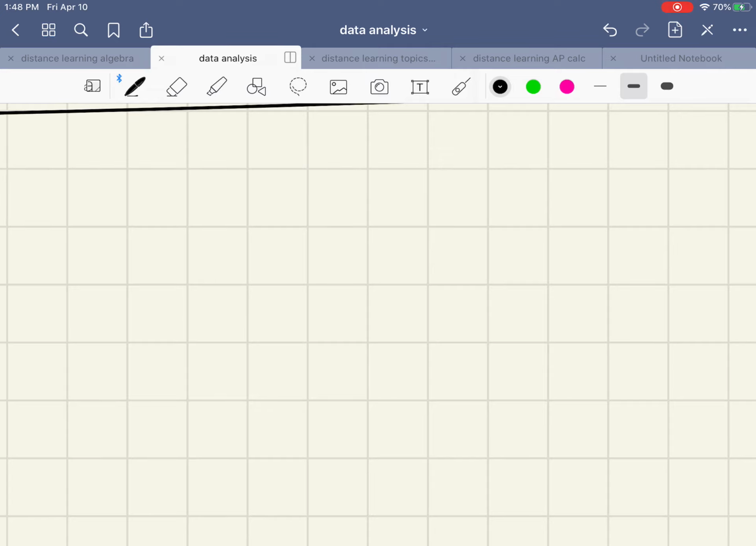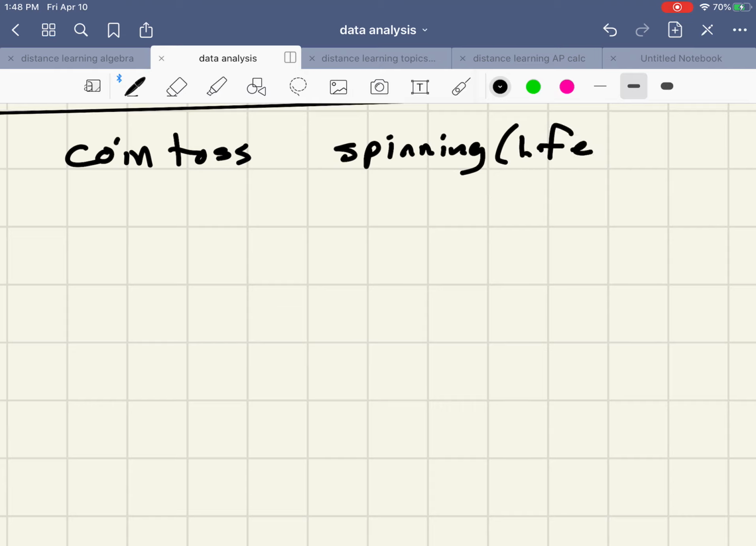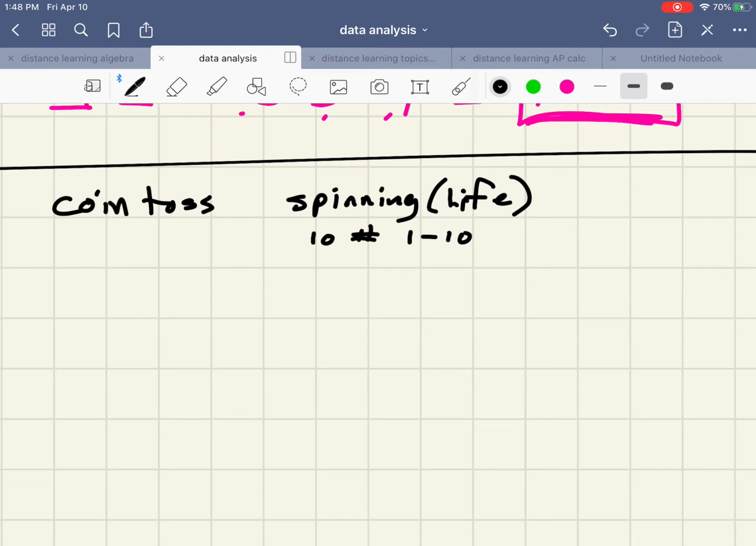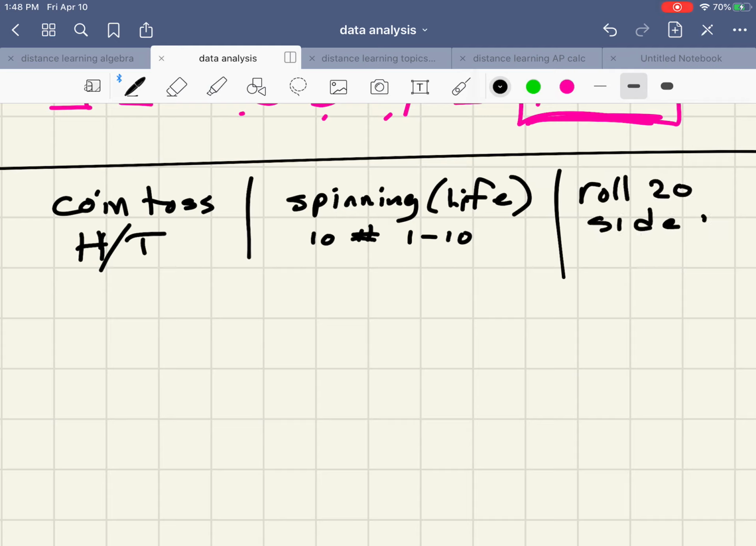A couple more quick ones. Let's say we had an experiment where we were flipping a coin and spinning the spinner from the game of Life, which if you've never played, you really should. And just so you know, it has 10 numbers, 1 to 10. And we all know a coin toss is heads and tails. It's a fair coin. And let's also roll a 20-sided die.